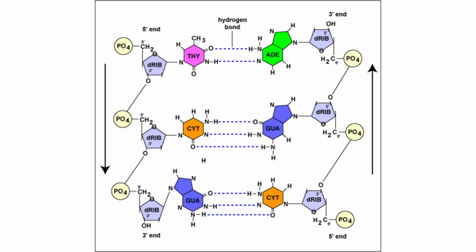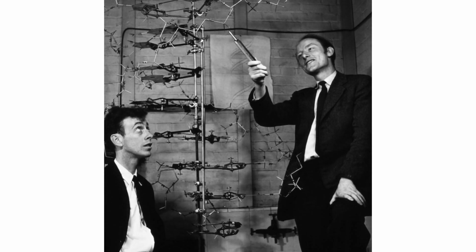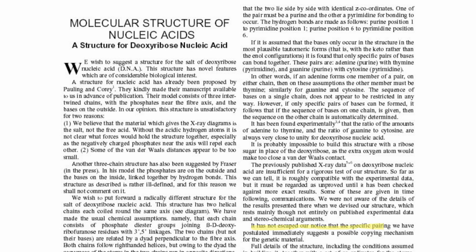The structure of DNA, with its weak hydrogen bonds between the bases in the center, allows the strands to easily be separated for the purpose of DNA replication. This was noticed by Watson and Crick, as it did not escape their notice that the specific pairing they had postulated immediately suggests a possible copying mechanism for the genetic material.